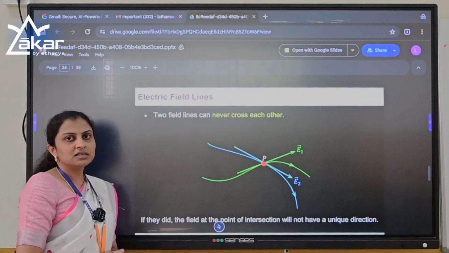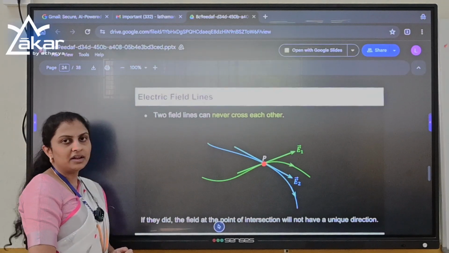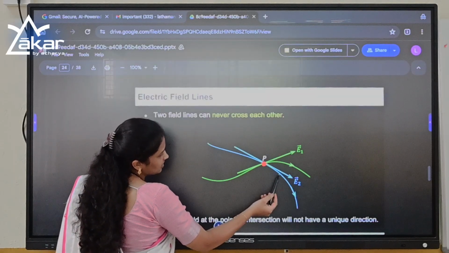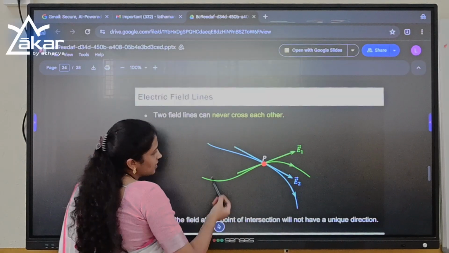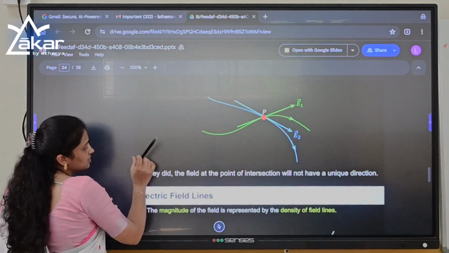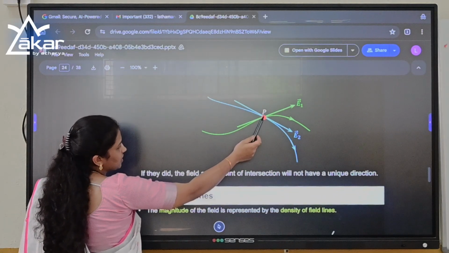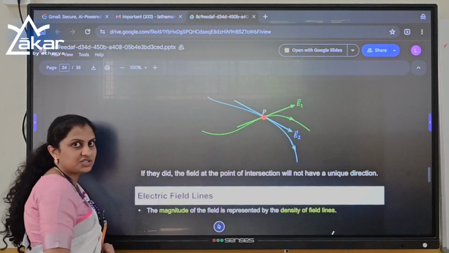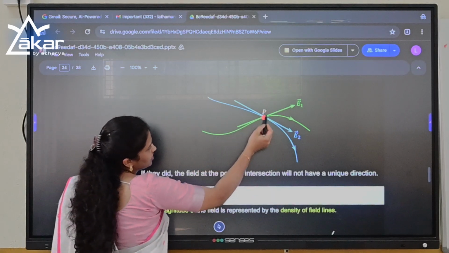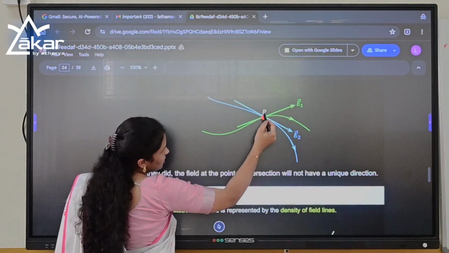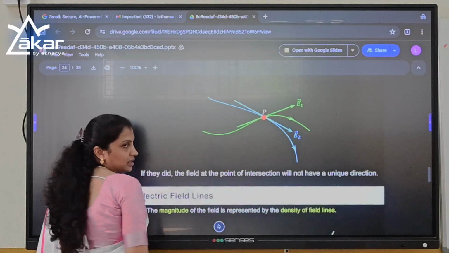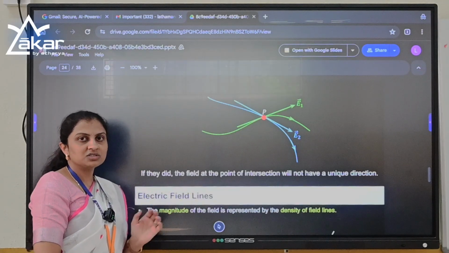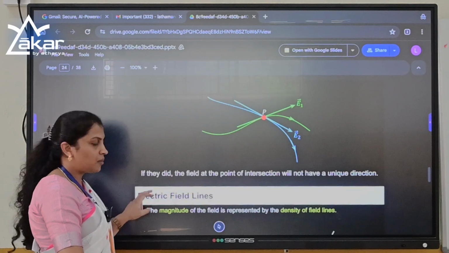And the next property is they never cross each other. The electric field lines never cross each other. Suppose the lines can intersect. This is a point charge. At the point of intersection, there will not be a unique direction. If you draw a tangent there, you would get two directions. So they will never cross each other. That is the next property.